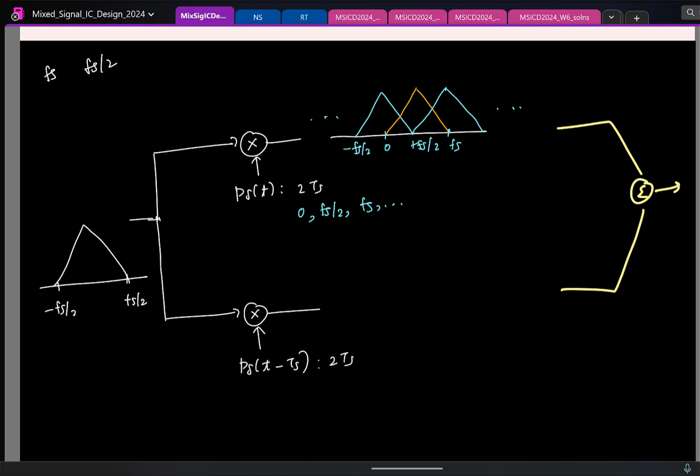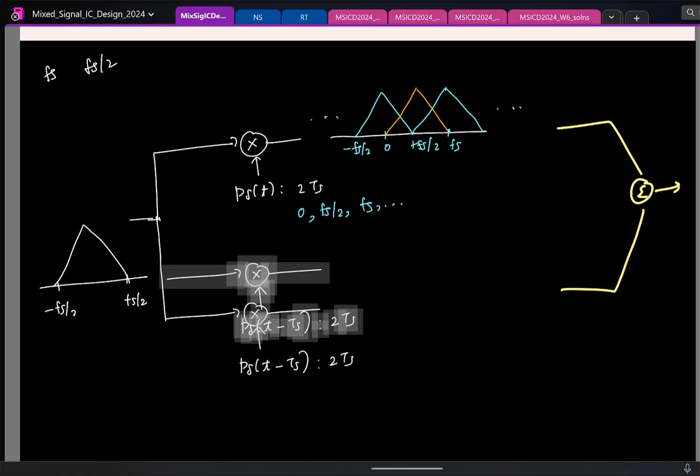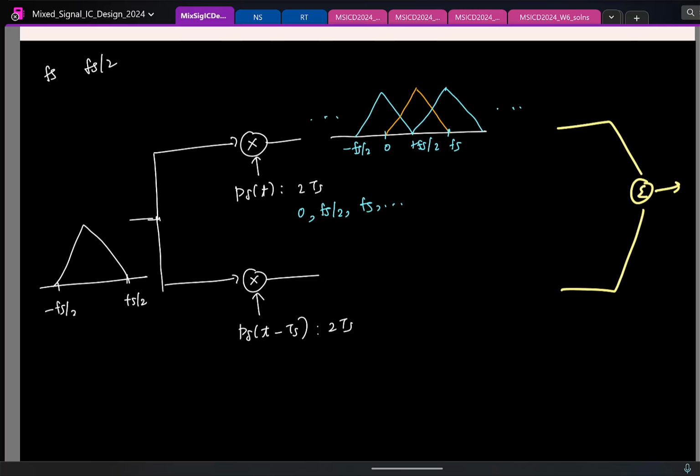Now let's see what's happening in the bottom path. We'll push it up slightly. So this is again an impulse train, periodic at 2 ts. Frequency domain, what will it be? Impulse train. What frequencies will I have the impulses at here also? Same, right? I'll have impulses at 0, fs by 2, fs, and so on. But what do you think will be the difference in the spectrum?